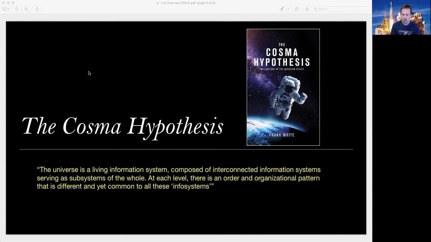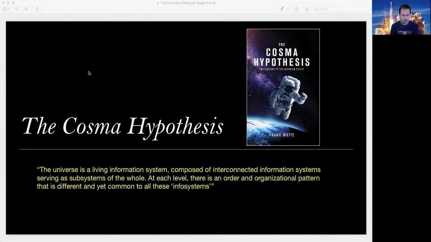This statement here sounds quite technical, and then I'll explain what it means. But it says, you know, the universe is a living information system composed of interconnected information systems serving as subsystems to the whole. So you have these small information systems that are connected to make a large information system that's interconnected. At each level, there is an order and organizational pattern that's different, and yet it is common, sort of like a fractal. Pardon me with my inability to come up with words sometimes. It is like a fractal system where the shapes and the designs are the same, but as you increase the level, you see the same shapes and designs.